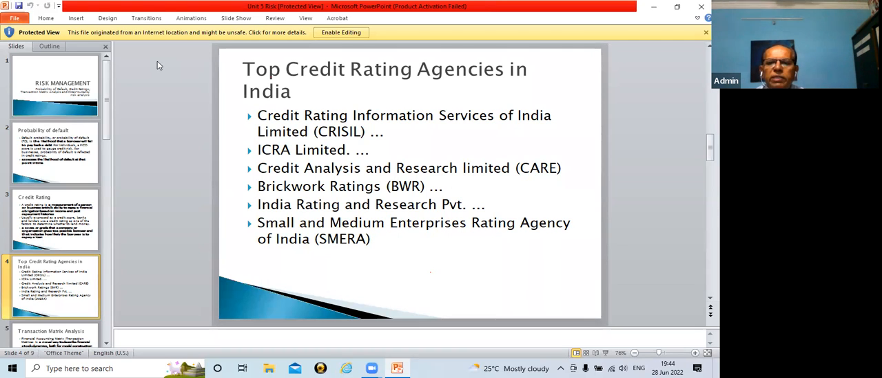And the last symbol is D. If there is a D symbol, then in making bond or other investments, there is risk. Symbols are being given through these rating agencies. And the rating agencies are CRISIL, ICRA, Investment and Credit Rating Association, then Credit Analysis and Research Limited, CARE, BWR, that is Brickwork Ratings, then India Rating and Research Private Limited, and SMERA, which is for Small and Medium Enterprises Rating Agencies.